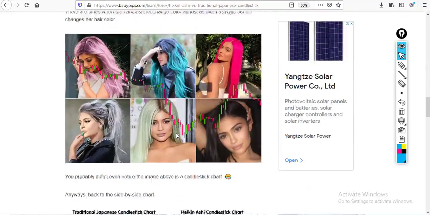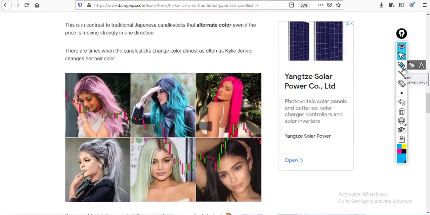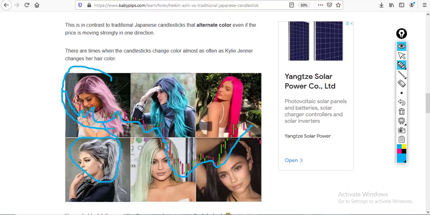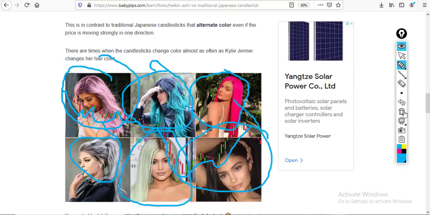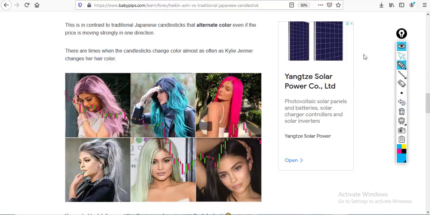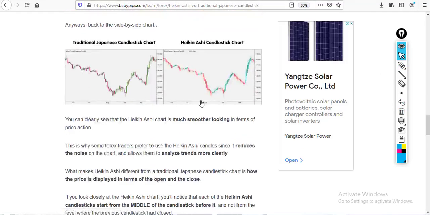Now what is this picture telling us? Babypips is saying the traditional Japanese candlestick can change colors, right, even though it's in a downtrend, just as Kylie Jenner, this lady, can change the color of her hair whenever she wants. So you see all these hair colors. That's how the traditional Japanese candlestick chart changes colors as well. And yeah, we agree.